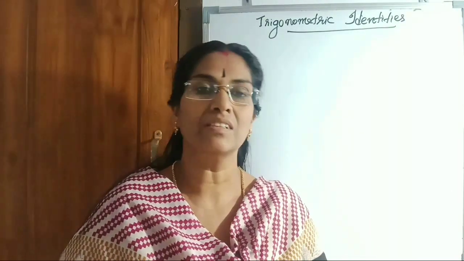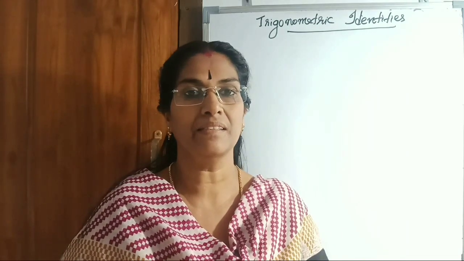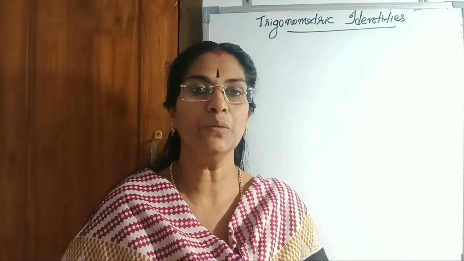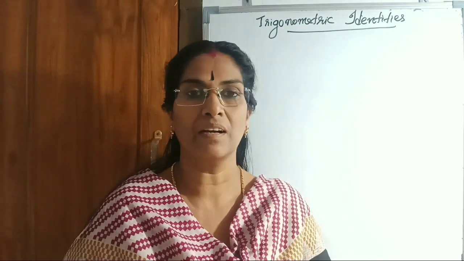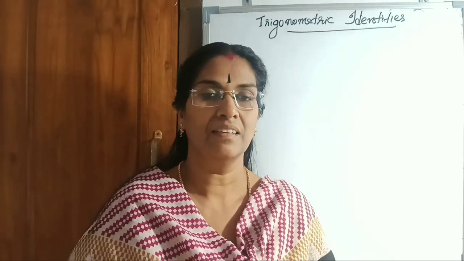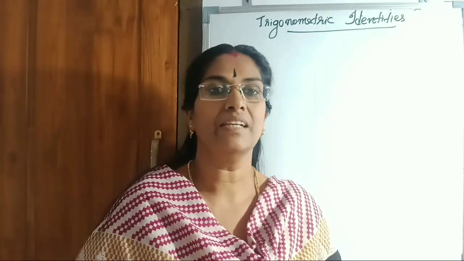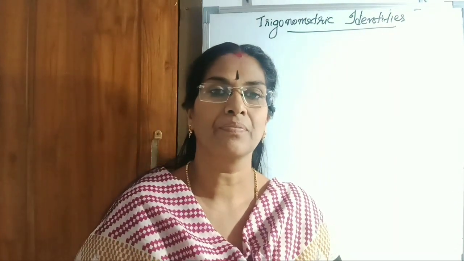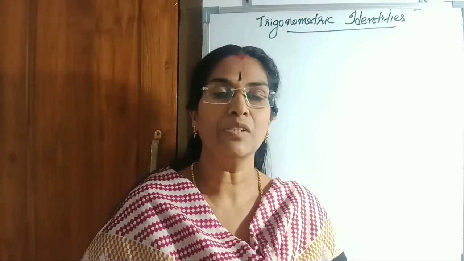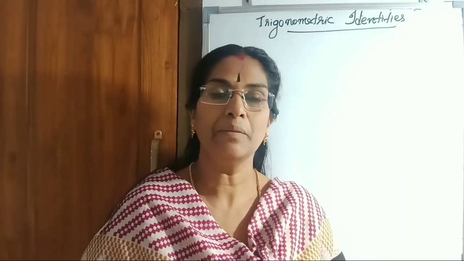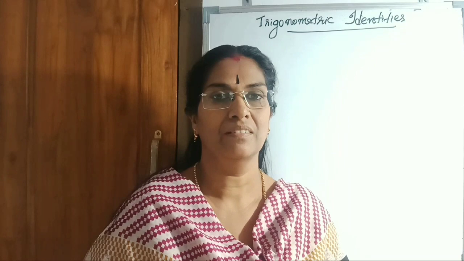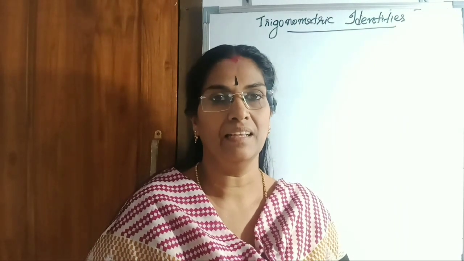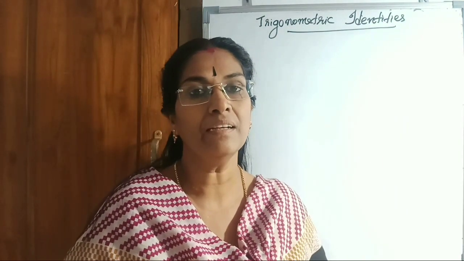From 8th standard onwards, we have been studying some algebraic identities, like (a plus b) whole square is equal to a square plus 2ab plus b square. Here, we are studying some trigonometric identities. What is an identity? An equation which is satisfied by all the values of the variable involved in it. So that is an identity. Like this, trigonometric identities we can also define.